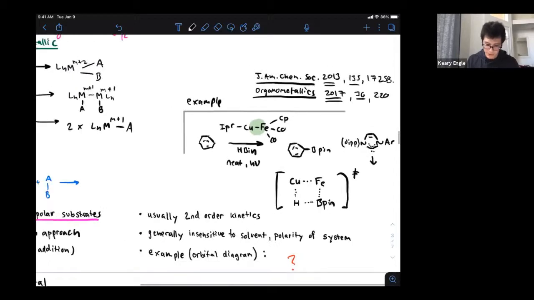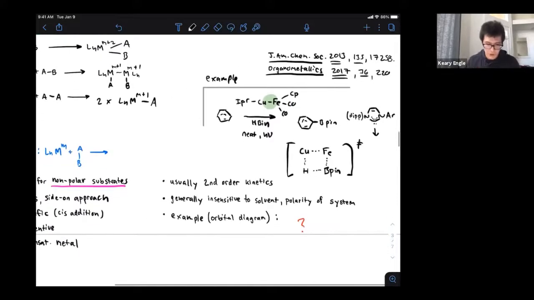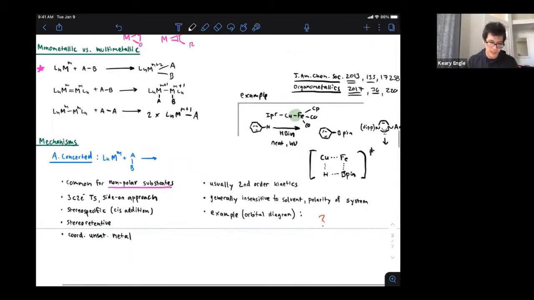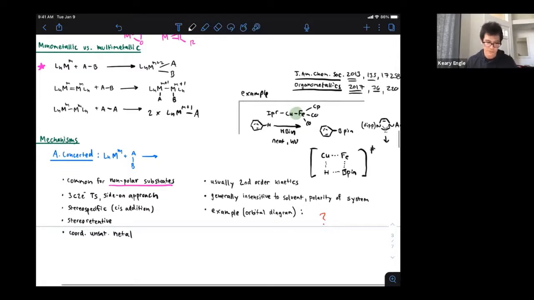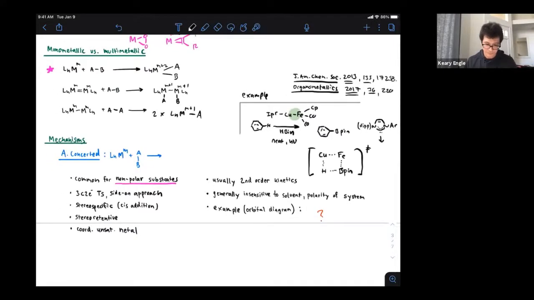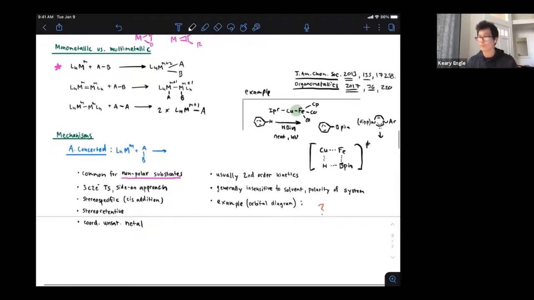So I understand this is fairly complex as examples go, but I do want to give a flavor for what we mean when we say these multimetallic versus monometallic systems. Any quick questions on that? Otherwise, we can press forward.